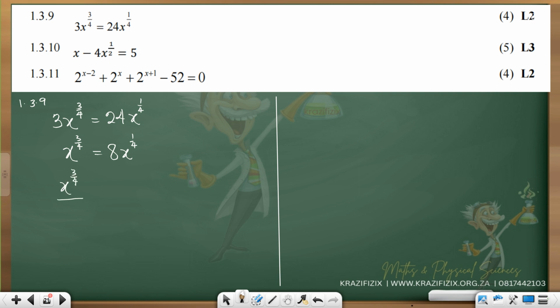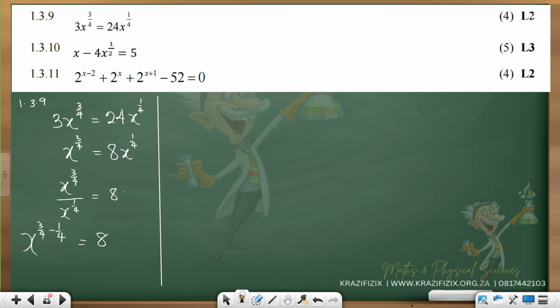x to the power 3 over 4 divided by x to the power 1 over 4 equals 8. Does that make sense? And when we are dividing with the same base, what do we do? We subtract. So this is basically x to the power 3 over 4 minus 1 over 4 equals 8. 3 minus 1 is 2, and that is half. Beautiful.